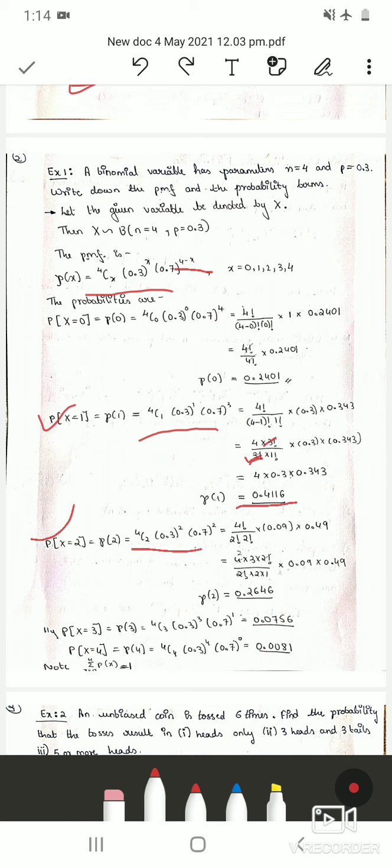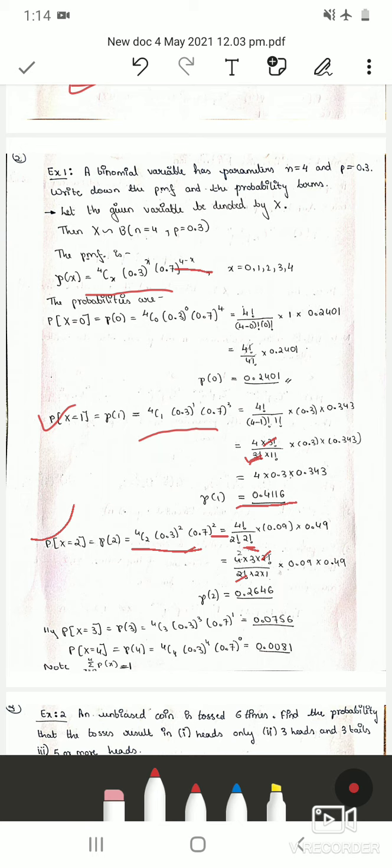So here x is 2, so 4c2 we can write as 4 factorial divided by (4 minus 2) factorial into 2 factorial. 4 minus 2 factorial is again 2 factorial. So 0.3 into 0.3 is 0.09, and 0.7 multiplied 2 times gives 0.49. We know 4 factorial can be written as 4 into 3 into 2 factorial. Here we write up to 2 factorial because in the denominator we have 2 factorial, so we can cancel that.